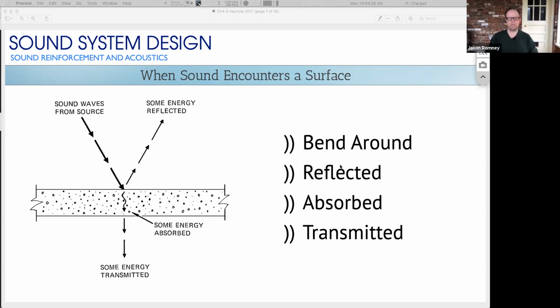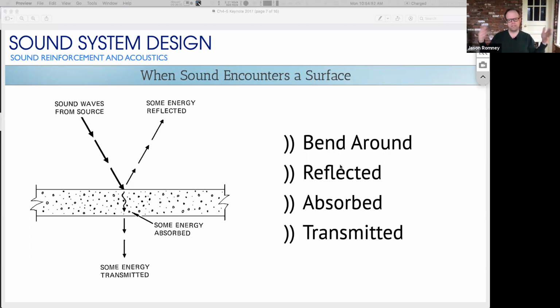That sound could hit an object, and we already know that in certain circumstances, the sound could go around that object, right? We learned that like the first week of the semester, that if the object it's hitting is small relative to the wavelength of that sound, then that sound's going to go around that object. So that's option 1. We know about that. But if the object is large, then one of these other 3 things could happen.